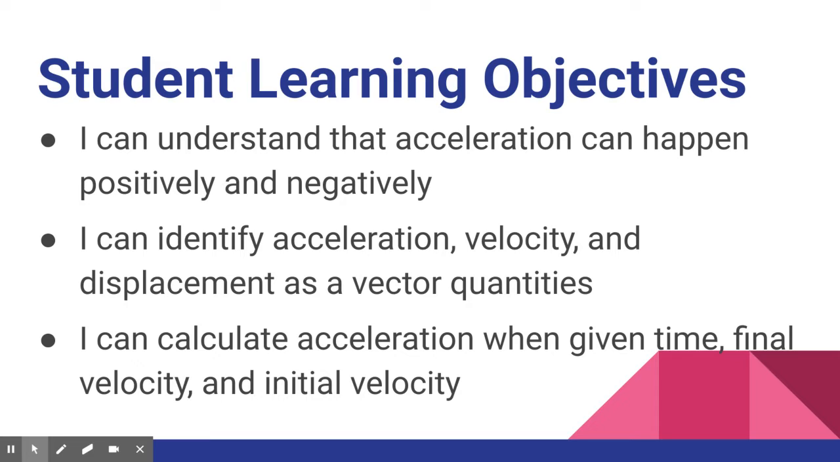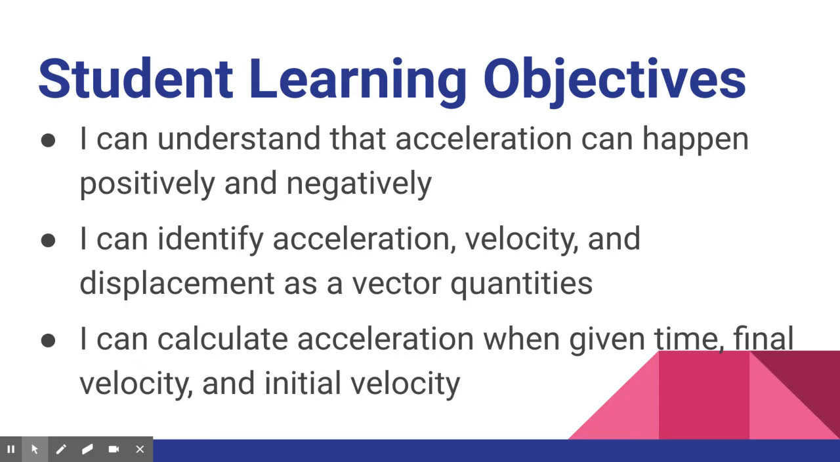I can understand that acceleration can happen positively and negatively. That's something we looked at specifically already in the velocity-time graphs. I want you to understand that acceleration is not just increasing velocity. It is also technically decreasing in velocity as well. We typically use the term acceleration in everyday life to talk about how someone increases the speed of something rather than just the change in it. Okay. So I want you to be able to understand that.